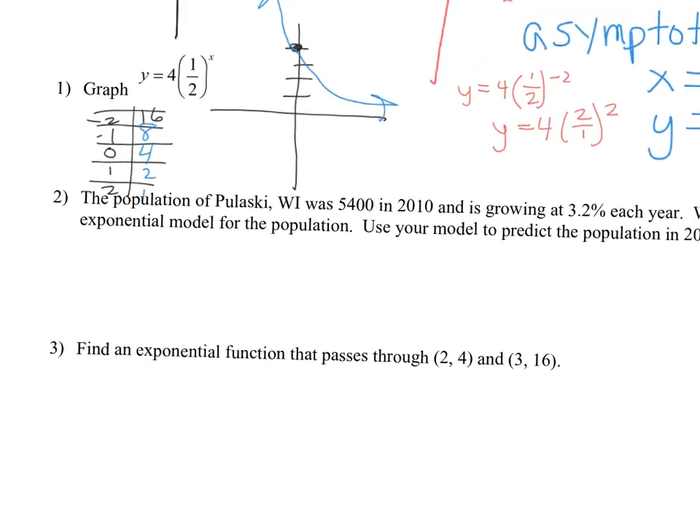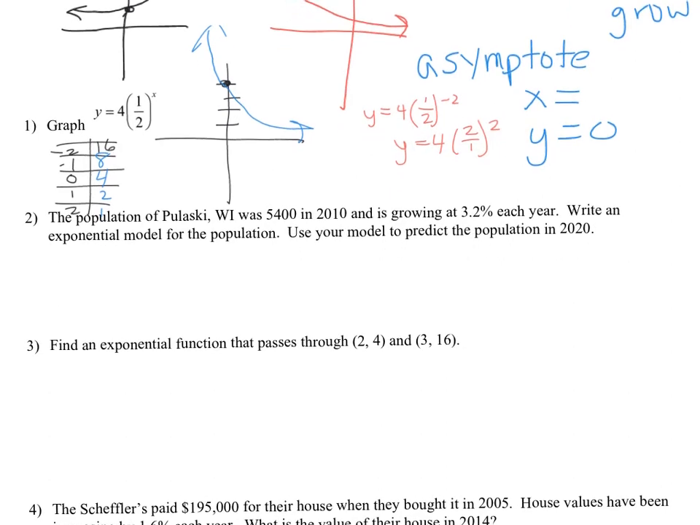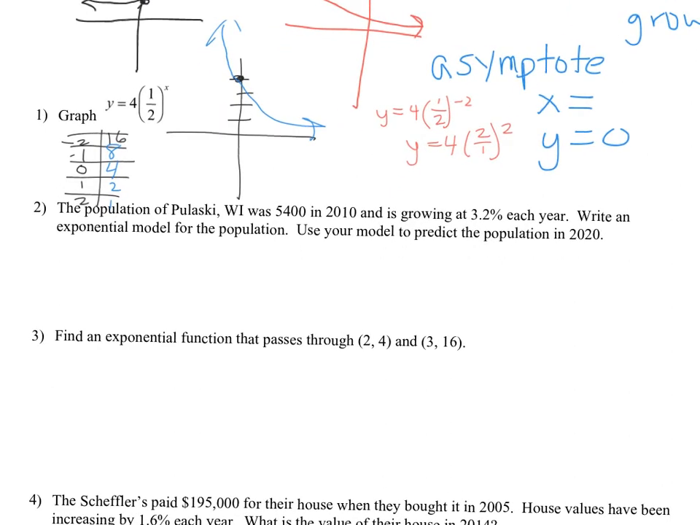Okay, number 2, the population of Pulaski, Wisconsin was 5,400 in 2010 and growing, so it tells us it's exponential growth at 3.2% each year. Write an exponential model for the population. So the exponential model is going to take the form y equals ab to the x. So I'm going to use that the initial population is 5,400, that's like my y-intercept.